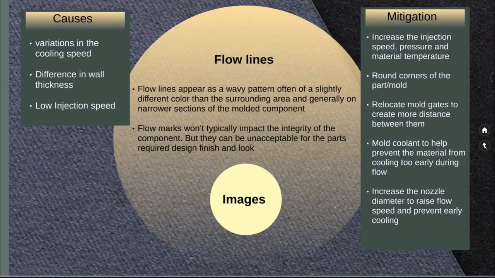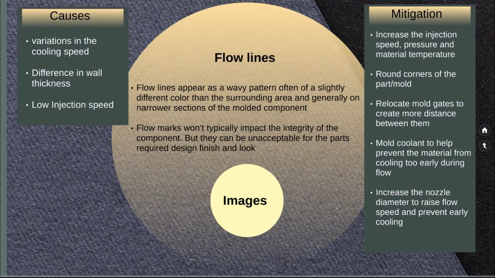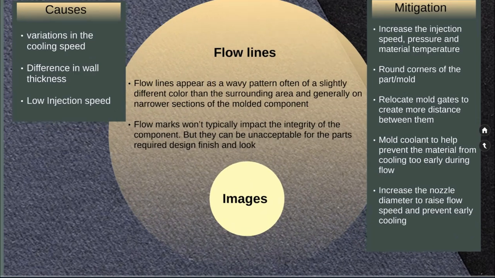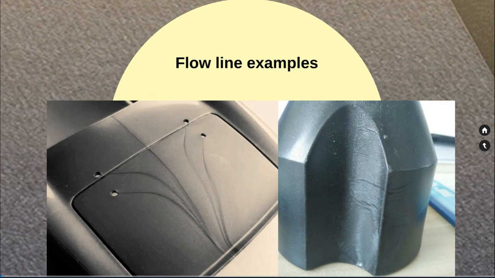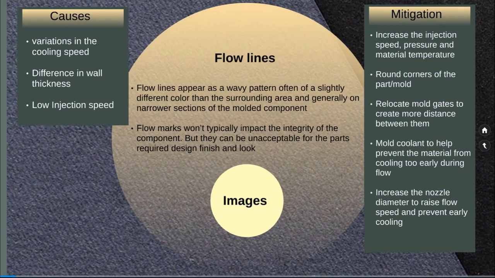So let us see flow lines. What is a flow line? Flow lines appear as a wavy pattern, often a slightly different color than the surrounding area. Generally it appears on the narrow section of the molded component.